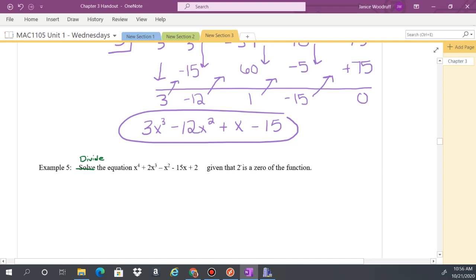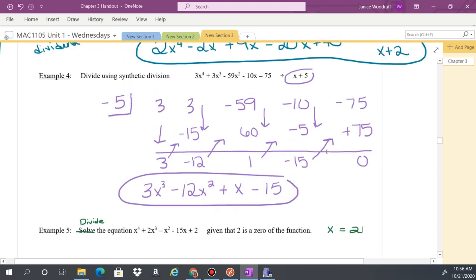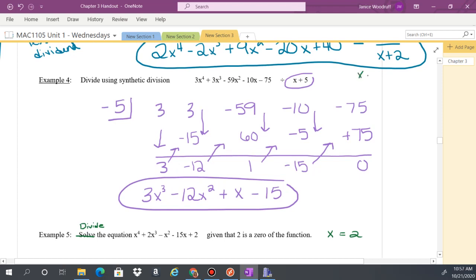So if you're given that 2 is a 0 of the function, all they're saying is this, x equals 2. So you're going to divide the same way you do normally. You just don't have to change any signs because they're already giving you the x value. So remember up here, I did x plus 5 equals 0, and then I got x equals negative 5. So I put the negative 5 in there. So there, they're just giving it to you as the equals instead of as x minus 2 would have been that function. So it's just giving you the answer already.